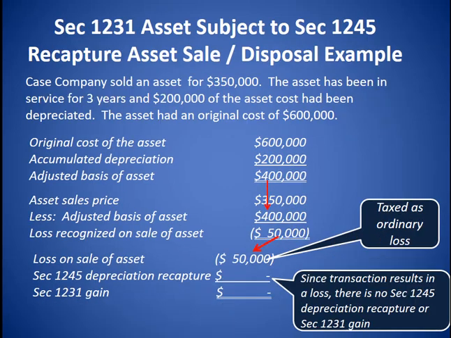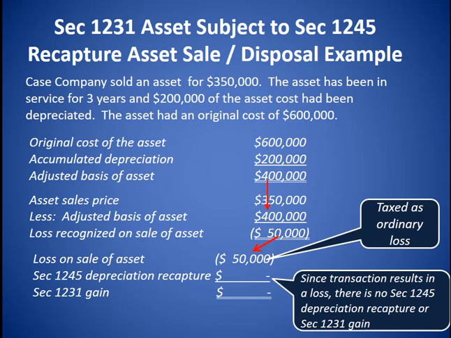Okay, let's take a look at this example. Again, Section 1231 assets subject to Section 1245 recapture for an asset sale. Here, the company sold an asset for $350,000, and the asset had been in service for 3 years, and $200,000 of the asset cost had been depreciated. The asset had an original cost of $600,000.